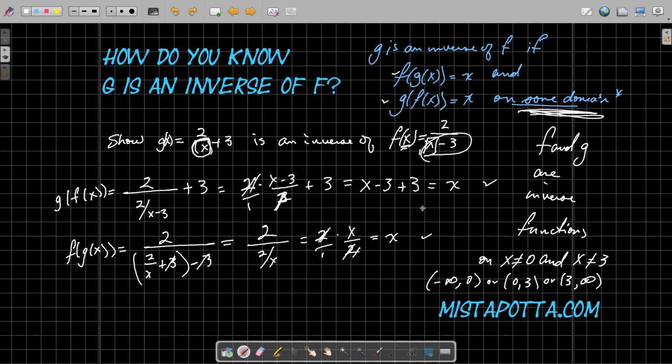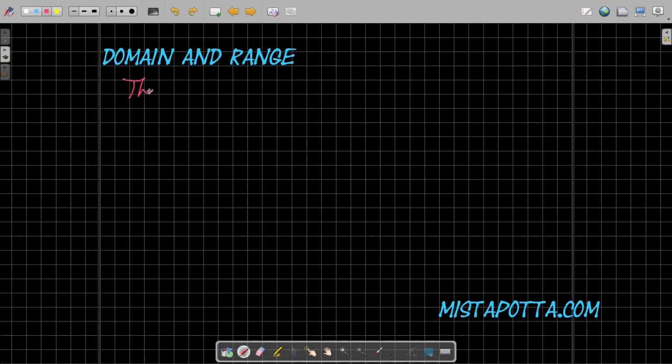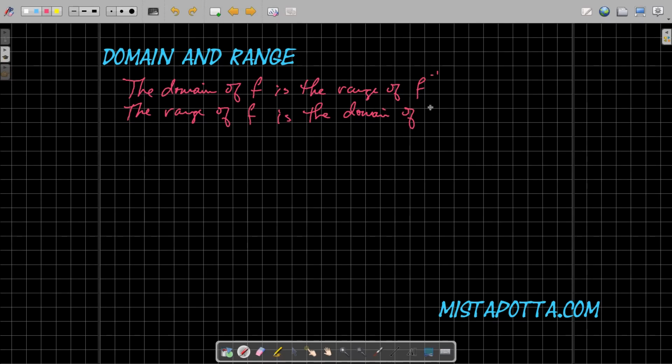There's nothing else in the process of doing this calculation that restricts our domain. And what's really important to note is that when we're talking about this, the domain of f is the range of f inverse. And the range of f is the domain of f inverse. So keep in mind that when I'm going back and forth, because one function undoes the other function, the domains and ranges of each function really are exchanged.